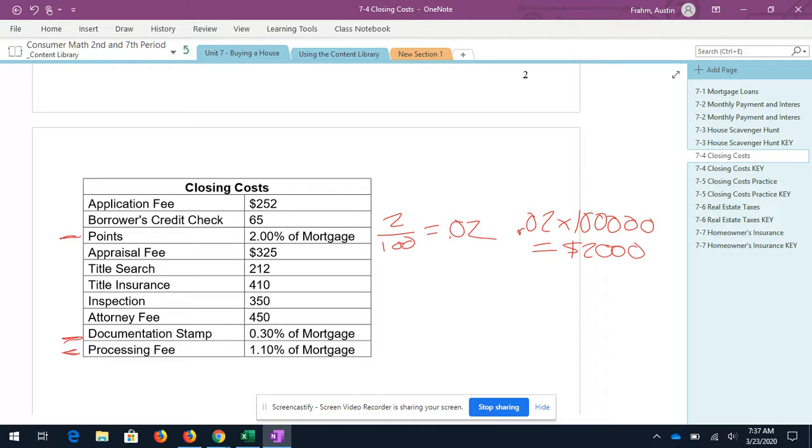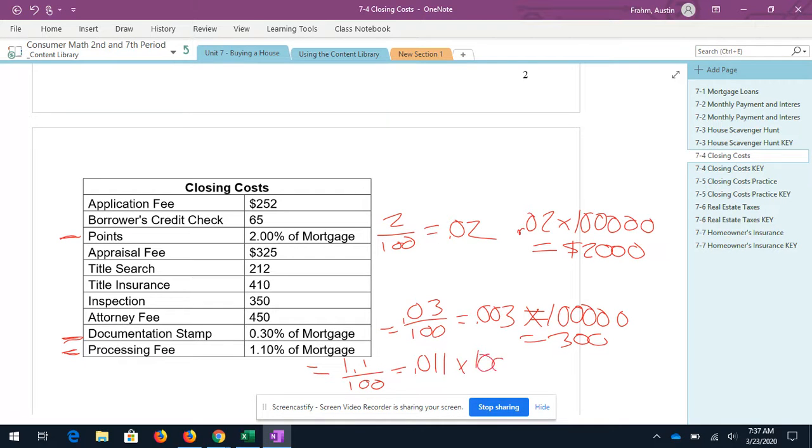Now I want to do that same thing for the documentation stamp and the processing fee. So 0.03 divided by 100 is 0.003. When I multiply that by 100,000, I get $300. And for the processing fee, 1.1 divided by 100 is 0.011. We multiply that by the mortgage amount, which is 100,000, and it comes out to be 1,100. So these would be your answers for step 3.